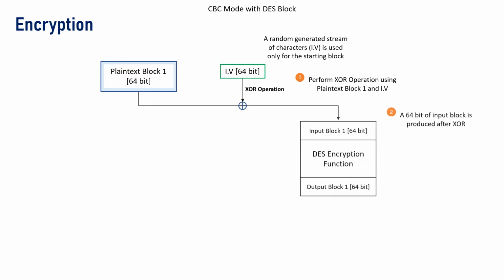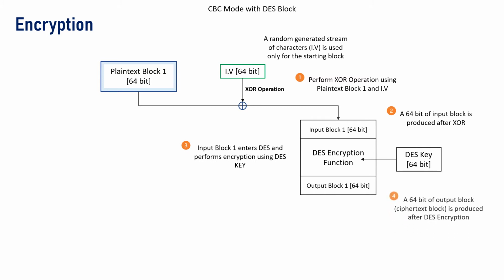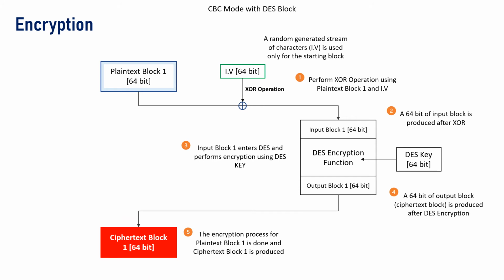After the XOR operation is done, a 64-bit input block is produced. It then enters the DES encryption. DES requires a 64-bit key to perform the encryption. A 64-bit output block is produced after the encryption process is completed. It will be the ciphertext block 1. The output block will be passed to the next step, which is plaintext block 2, to replace the role of IV, used to perform the XOR operation in plaintext block 2.